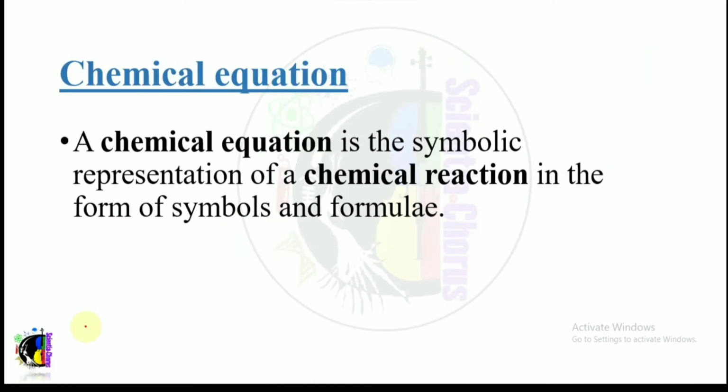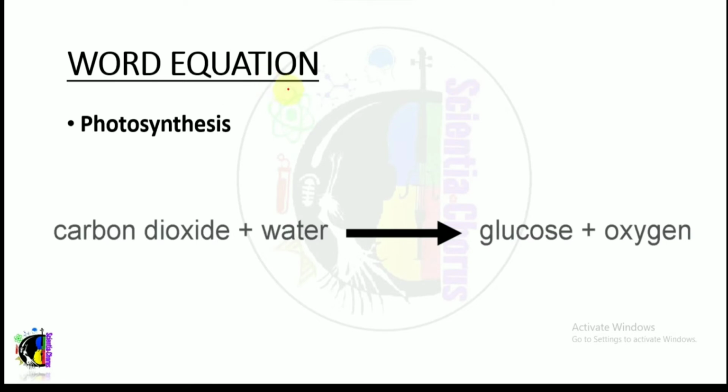Moving on to chemical equation, it is a symbolic representation of a chemical reaction in the form of symbols and formulae. You have got a chemical reaction and I need to represent this chemical reaction in different ways. That representation of a chemical reaction, we are calling it a chemical equation. So how can I represent it? I can represent using words and I can represent using different formulae.